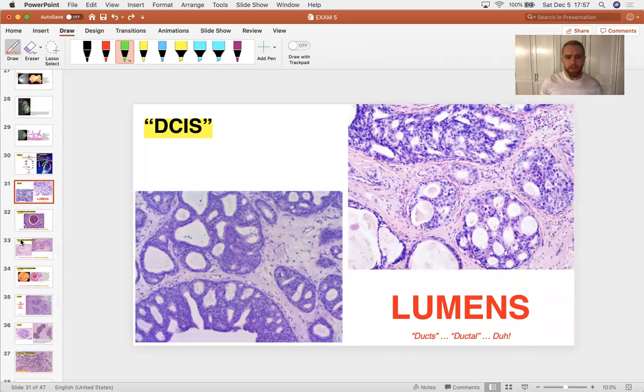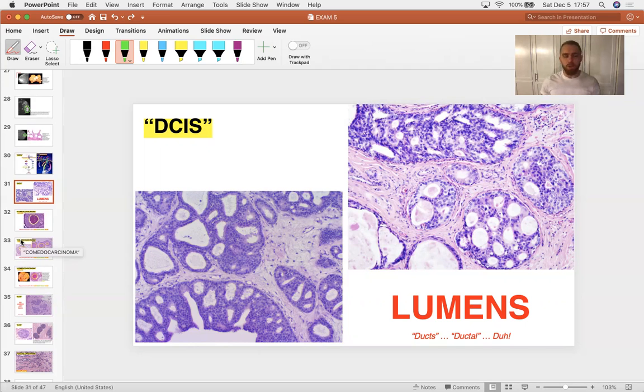I want to look at some histology now. So, big picture. You can chop up breast cancer into subcategories. First of all, you can say it's benign or malignant, which just means has it gone through the basement membrane or not? And secondarily, you can say, well, is it ductal or is it lobular?